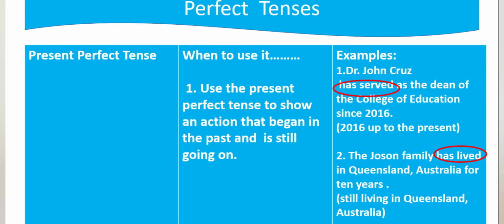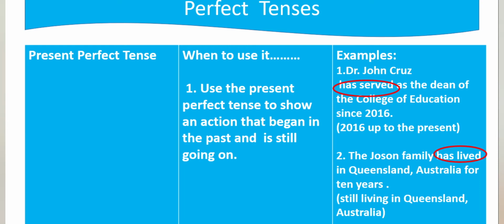The first one, use the present perfect tense to show an action that began in the past and is still going on. Meaning to say, it started in the past and up to this time, it is still happening. Example number one, Dr. John Cruz has served as the Dean of the College of Education since 2016. What does it mean? From 2016 up to this time, he is still the Dean of the College of Education. So it's an action that began in the past and is still going on.